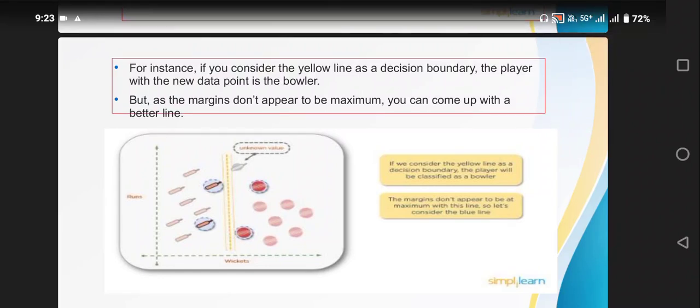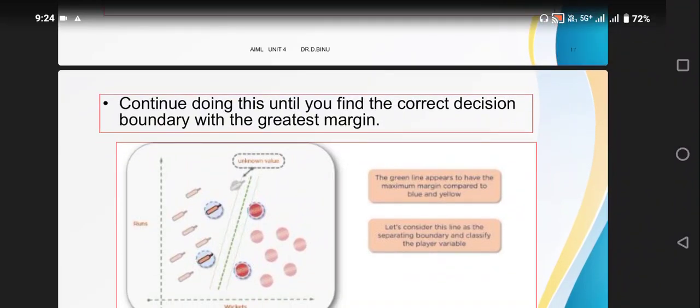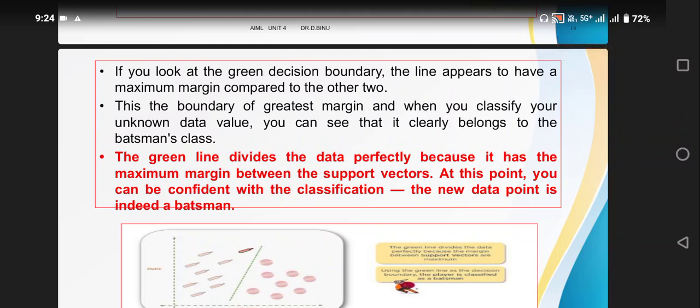For instance, if you consider the yellow line as a decision boundary, the player with the new data point is the bowler. As the margin doesn't appear to be maximum, you can come up with a better line. Use the support vectors, draw the decision boundary between those, and then calculate the margin. The unknown data point would be considered a batsman. Keep doing this until you find the correct decision boundary with the greatest margin. If you look at the green decision boundary, the line appears to have a maximum margin compared to the other two. This is the boundary of greatest margin.